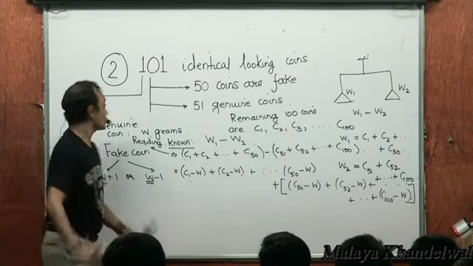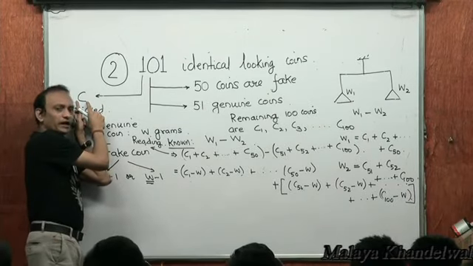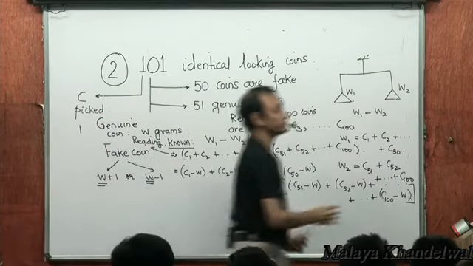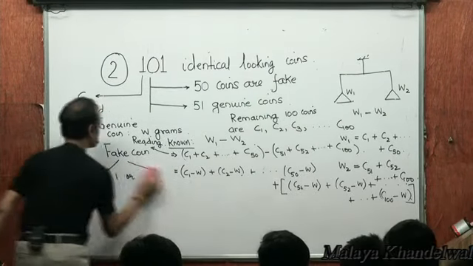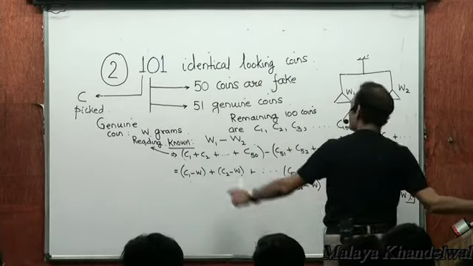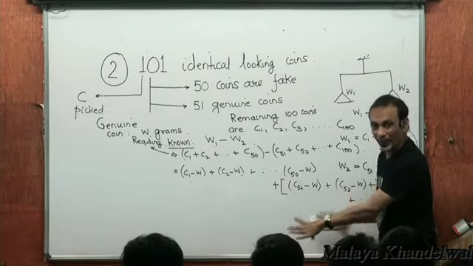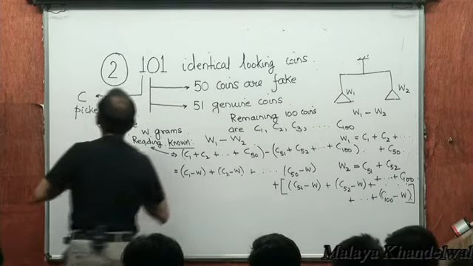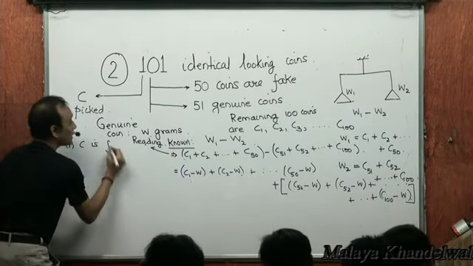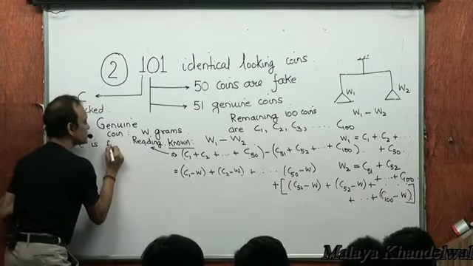Now, there are only two possibilities for C. C could be fake or C could be genuine. Now, let's explore both of them. In any case, I have knowledge of the parity of this summation. Now, suppose case 1, C is fake. And C doesn't belong to this set, by the way. I have excluded C from this set. Suppose C is fake.